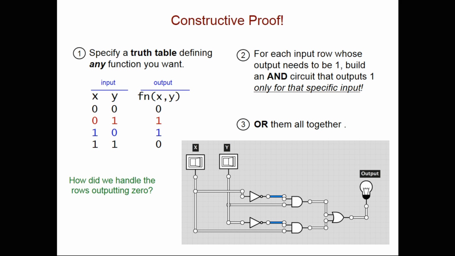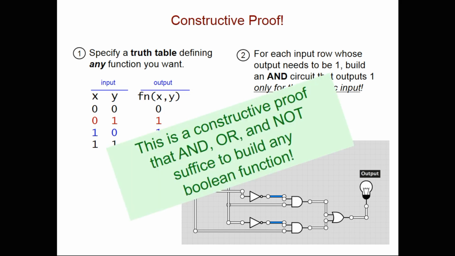The question is, do we have to handle the rows with 0 as output? The answer is no, because by adding more zeros to an OR gate, the result is not going to change.